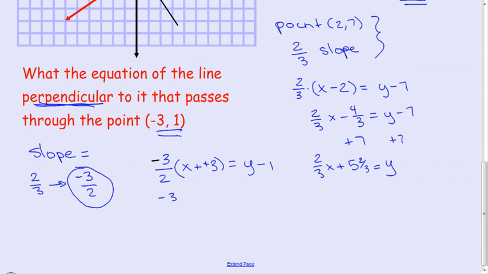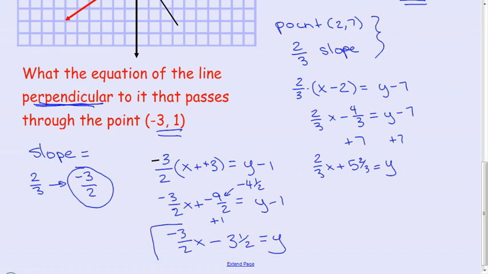I distribute this through if I want to get it into slope-intercept form, and then I add 1 to both sides. Now I'm going to change this here. This is a mixed number, -4.5. So when I add 1 to this side, I'm going to be left with -3.5. And then there's the equation of that line.